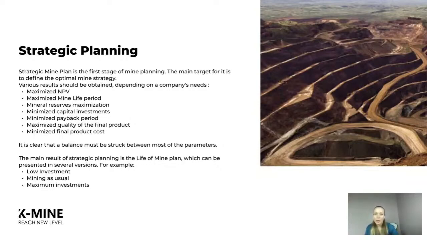The main, most important output of strategic planning is the life of mine plan, and we can get different scenarios of it. For example, we can get a scenario with very low investment, and usually what it means is production rates will be reduced. Then we can review a scenario with the maximum investment, or the scenario where we just keep mining as usual.